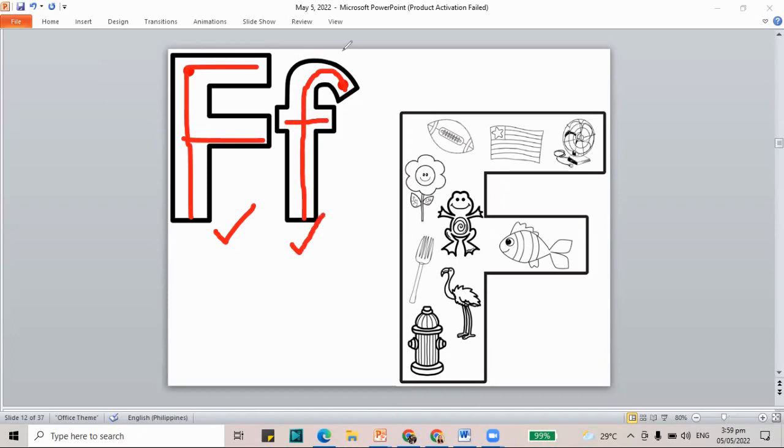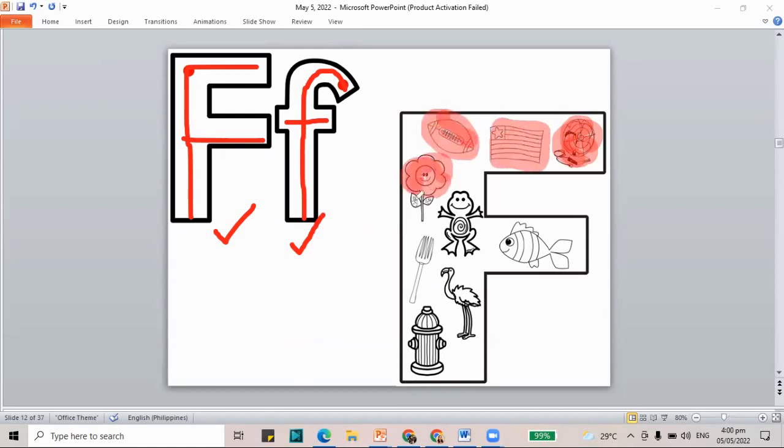Two kinds of F, and they both have the sound, letter F. The things that you should color for letter F. F is for fan. You can turn on the fan when you feel hot. F is for the flag. F is for the football.